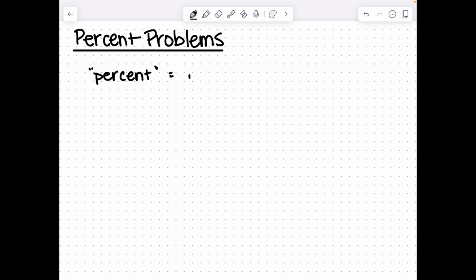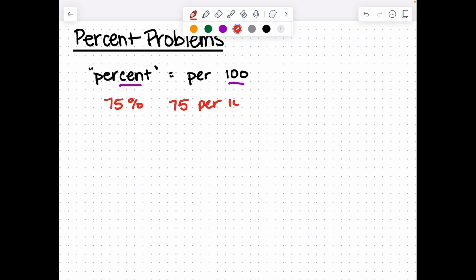Percent means per 100. Cent represents 100, like there's 100 cents in a dollar. So when I say that we have 75%, that's 75 per 100. So overall, if we had 300 things, that's 3 sets of 100, we'd have 3 sets of 75, so we'd have 225.